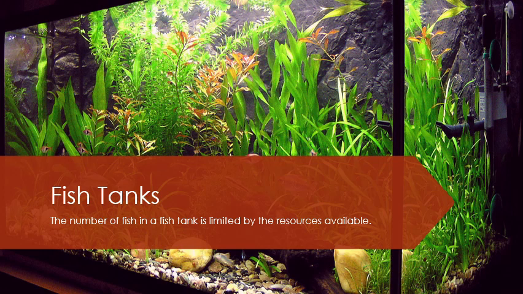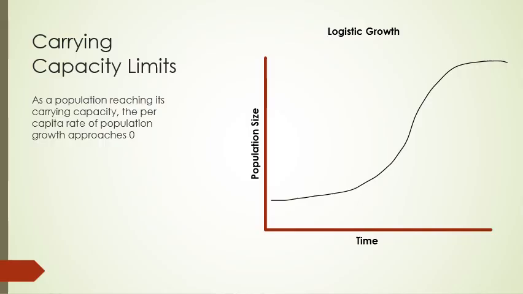If you only feed a certain amount of food, there's going to be a certain amount of competition for that food. The amount of food that you put into the system, the amount of oxygen that's in the system, and the amount of space present is what's going to determine how many fish you can keep alive in this system at any given point. So as a population reaches its carrying capacity, the population growth becomes 0. There's no new people coming in, there's no new people coming out, it stabilizes. There's no more growth.